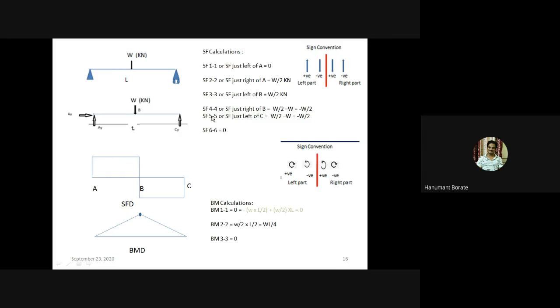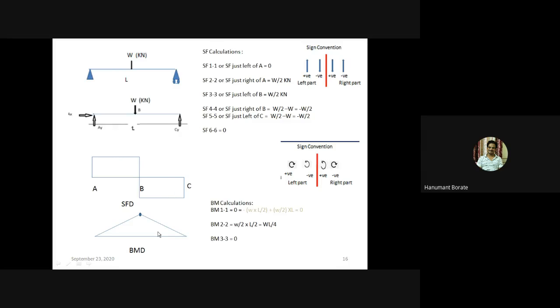Next value is SF at section 5, or SF just left of C. That value is again minus W by 2. Meaning if we take a section here, at the extreme end, then the value of SF is minus W by 2. So the value of SF at the B point is minus W by 2. Just left of C is also minus W by 2. So we can join with a horizontal line, right? And then at the end, SF value is 0. So in this way, we can draw the SF diagram.